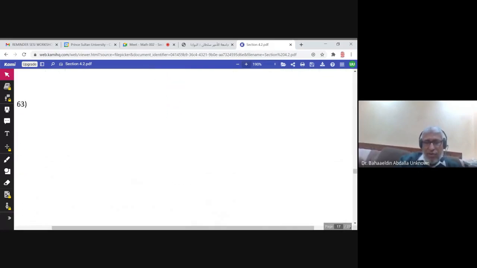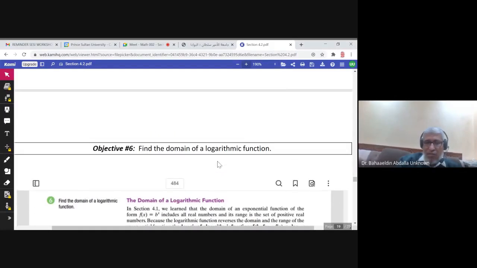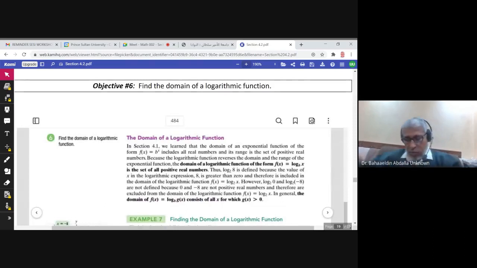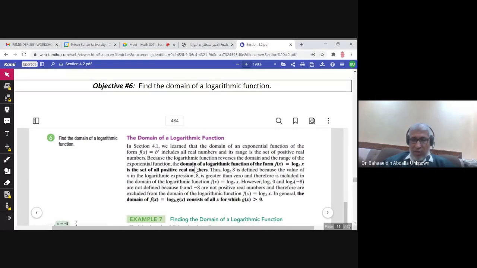objective number 7, I believe, which is about the domain of the logarithmic function. Objective number 6, find the domain of the logarithmic function. We said before that since the logarithmic function is the inverse of the exponential function, the domain of the logarithmic function is in fact the range of the exponential function. And if you remember, the range of the exponential function is from 0 to infinity.